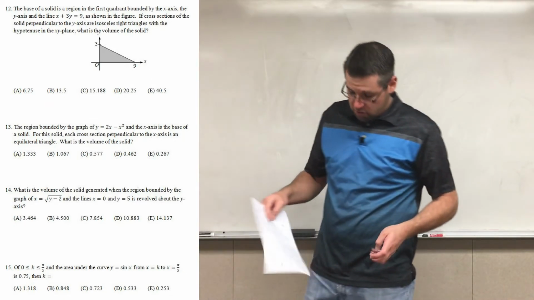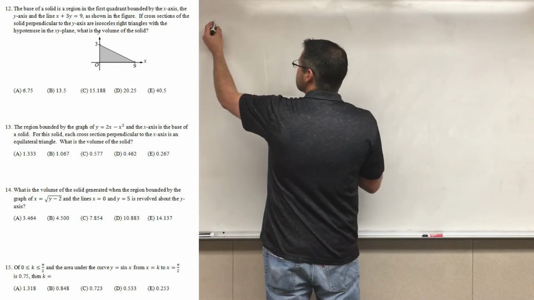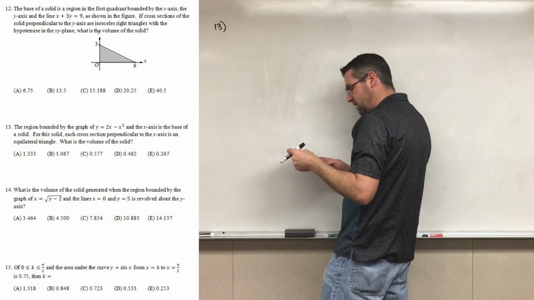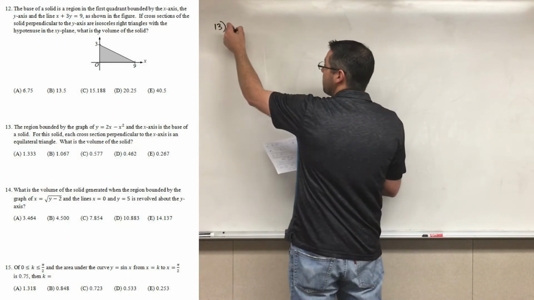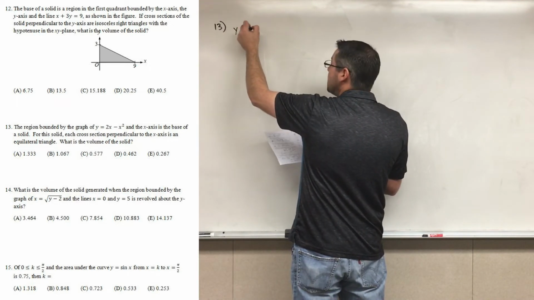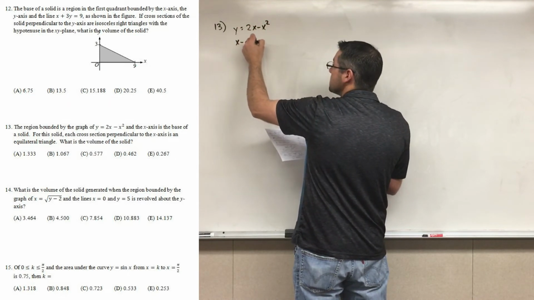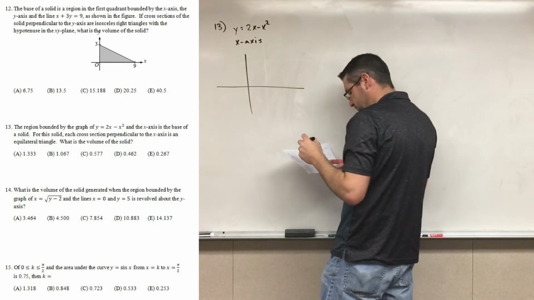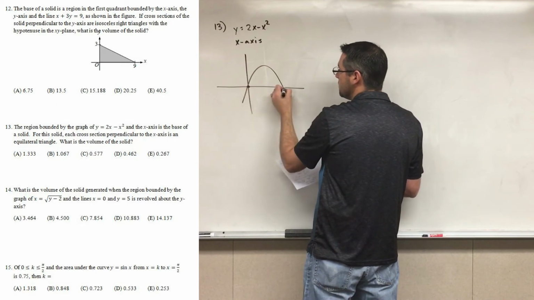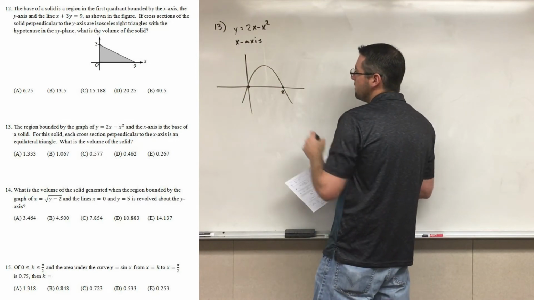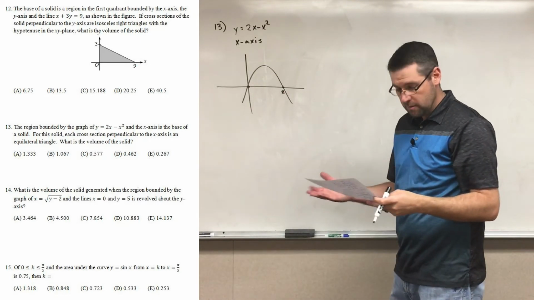All right, if you thought number 12 was difficult, wait till we talk about number 13. 13 is talking about perpendicular cross sections that are equilateral triangles. So it says the region bounded by the graph y equals 2x minus x squared and the x-axis. So we have this graph and we have this parabola, and again we have a calculator to look at this, but our zeros are going to be 0 and 2 here, and the x-axis. So this region here is the base of the solid, okay?